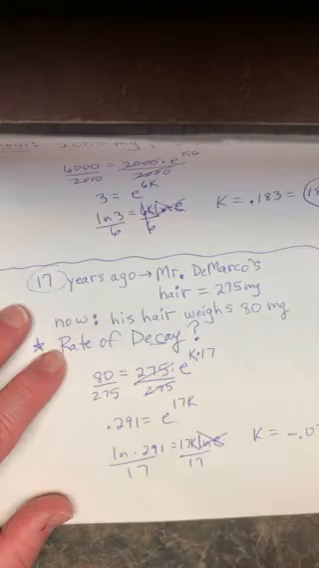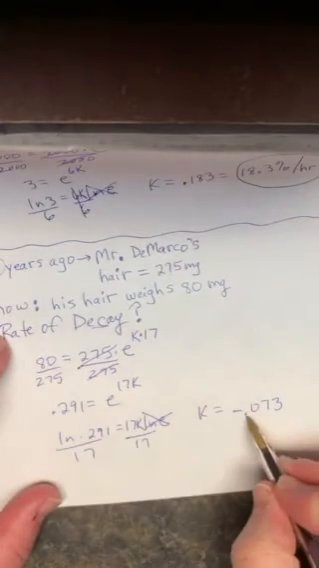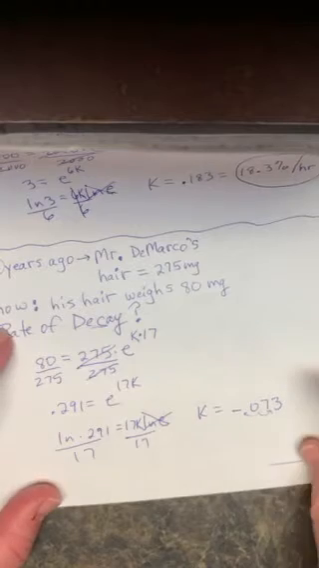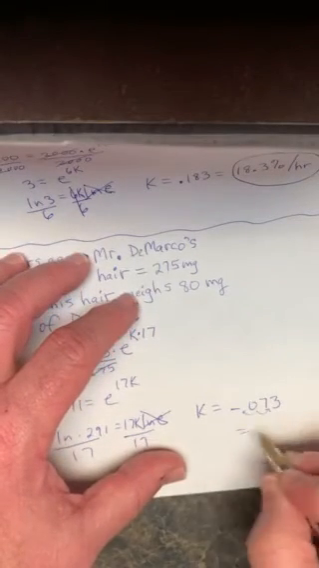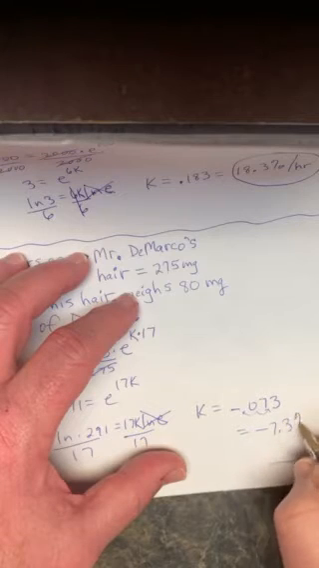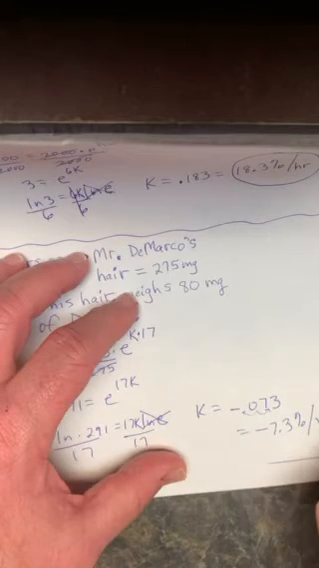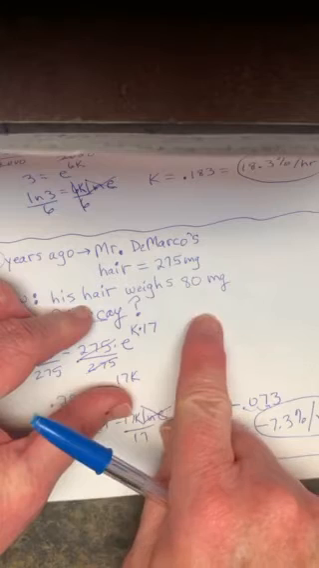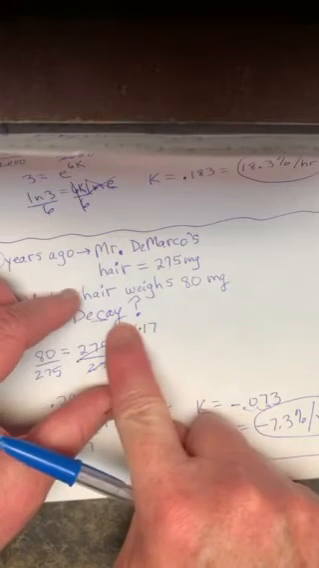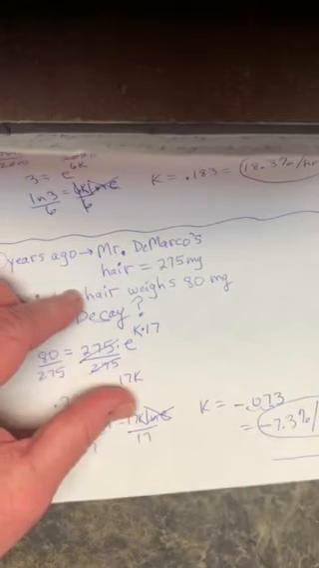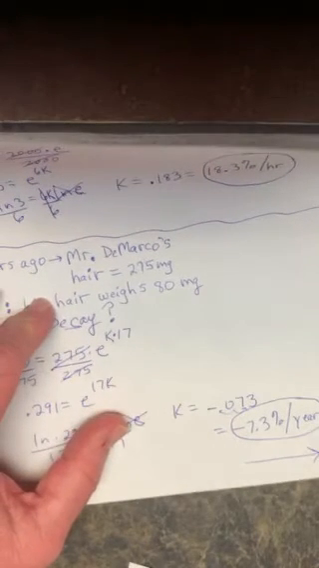0.073. So, if I move that decimal 2 to the right, technically, to get the right answer here, my growth rate, his hair is growing at a rate of negative 7.3% per year. So really, the decay rate is 7.3%. The growth rate would be negative 7.3 because it's growing backwards and getting smaller. Okay?